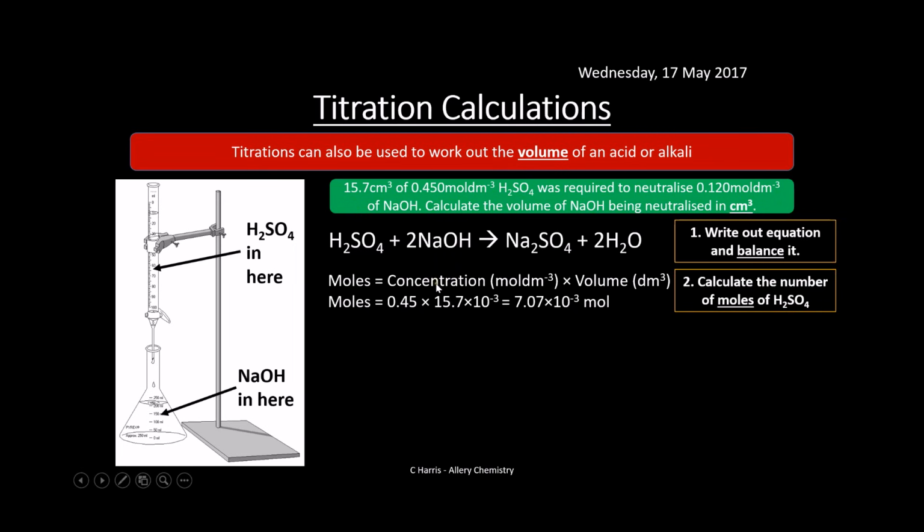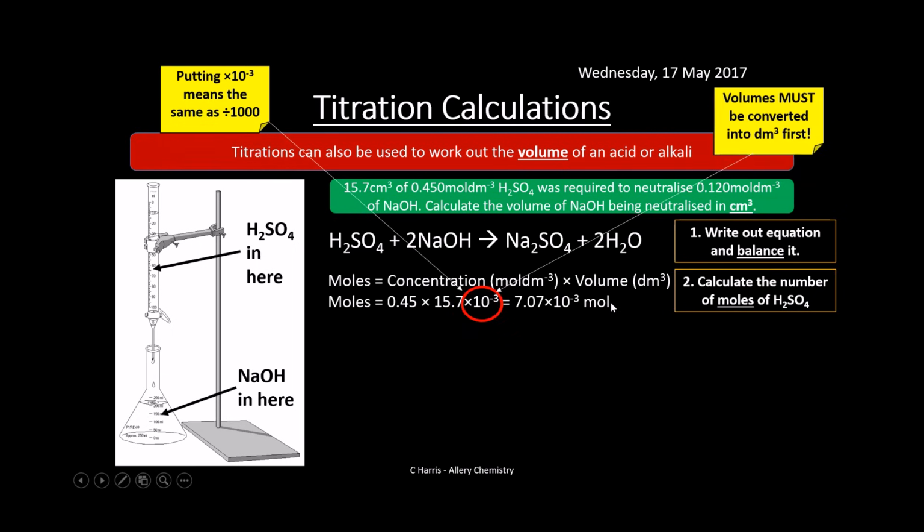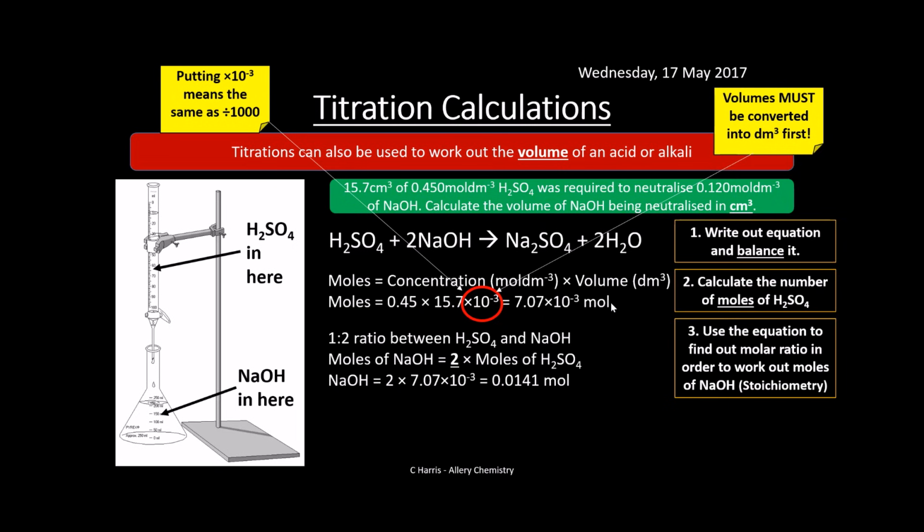Work out the number of moles of the thing that we know. Concentration is 0.45 times the volume, which is 15.7. Again, convert that into decimeters cubed. That's times 10 to the minus 3. So the number of moles is 7.07 times 10 to the minus 3 moles. Okay, make sure we convert. Very, very important.